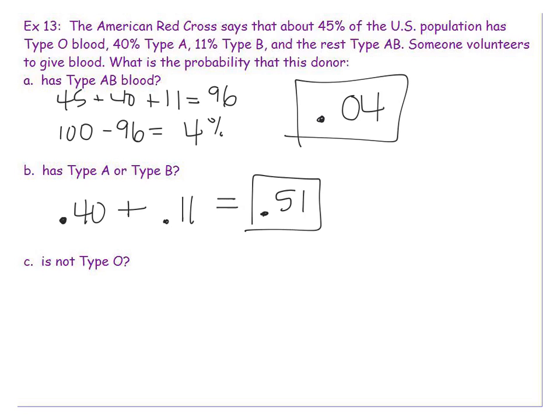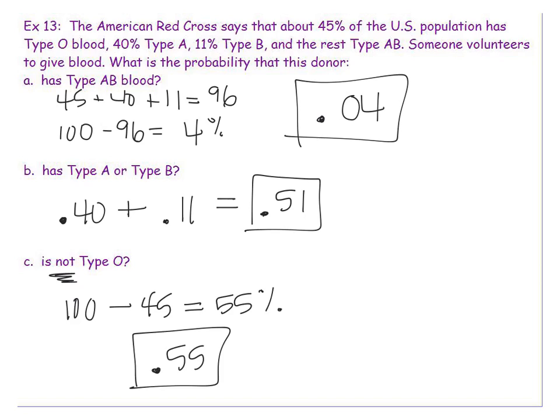What is the probability that the person is not type O? When you hear not, complement is always a very easy tool to use. So all we simply want to do is take out the O people. So I'm going to take 100 and subtract the O people, which was 45%. That leaves me with 55%, which is 0.55. And so those were easy numbers to find. Now we're going to build on this example. So let's look at the next slide.